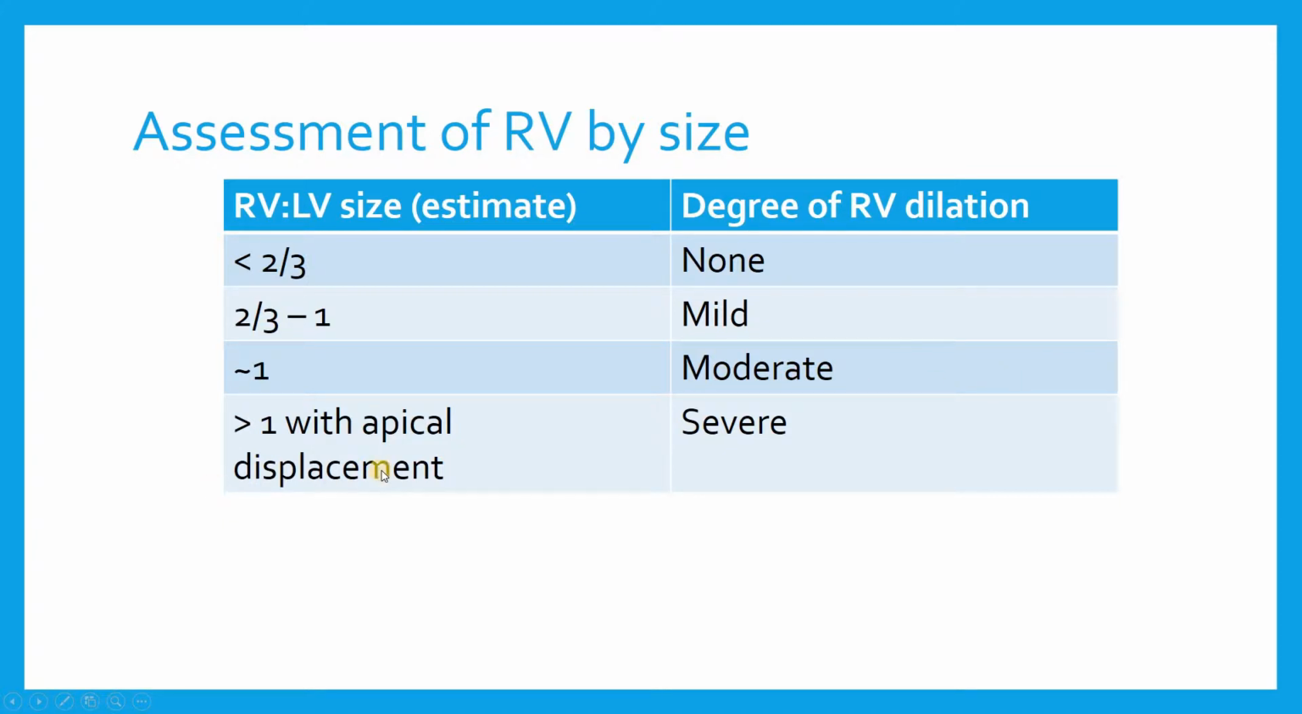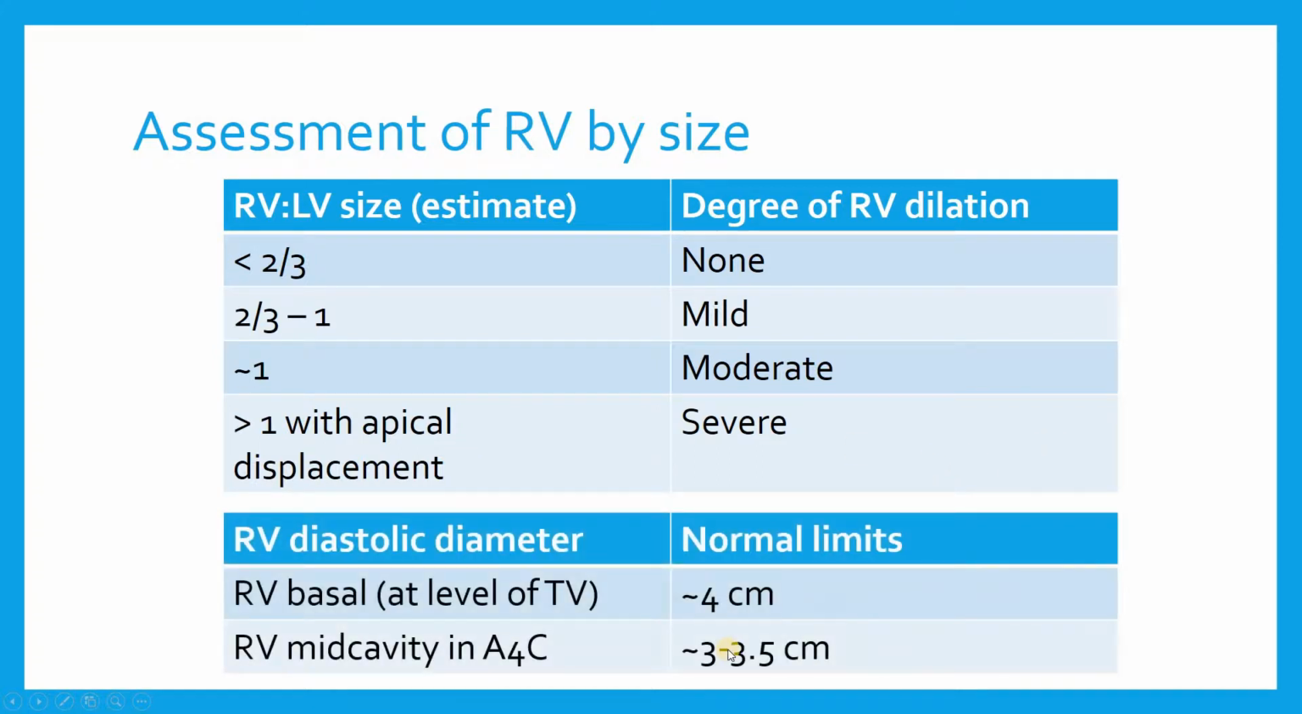And once it's greater than 1, with apical displacement, which we sometimes will see in this McConnell sign where the RV is so dilated that it starts to occupy the apex, then we're talking about severe RV dilation. If you want to quantify it, probably the best place to measure is at that RV basal segment at the level of the tricuspid valve, and you should measure a diameter there of less than 4 centimeters. Anything larger than that is considered dilation.